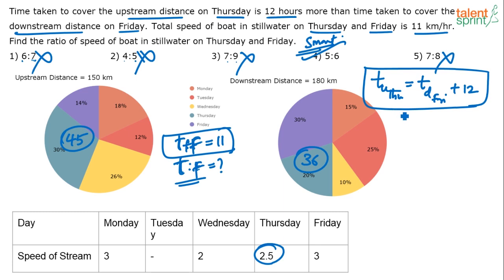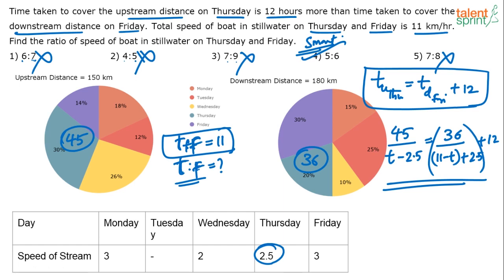Thursday's time is upstream time, right? 45 by T minus 2.5. This will be equal to 36 by Friday can be taken as 11 minus T, 11 minus T plus 2.5, plus 12. So only one equation and one variable. Can you solve? Yes. Solve for T, which is Thursday's speed of the boat. Once you get Thursday's speed of the boat, you can also get Friday's speed of the boat, and then get the ratio. But all that is not needed in my view, because going by options, only option 4 satisfies. So be smart and save your precious time in the exam.